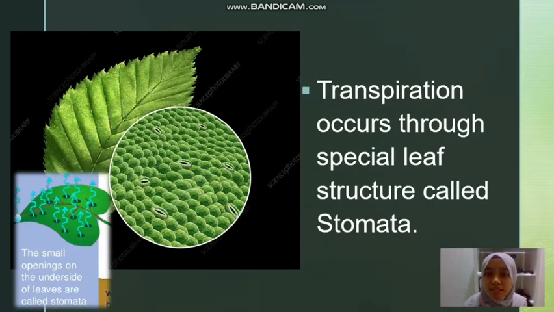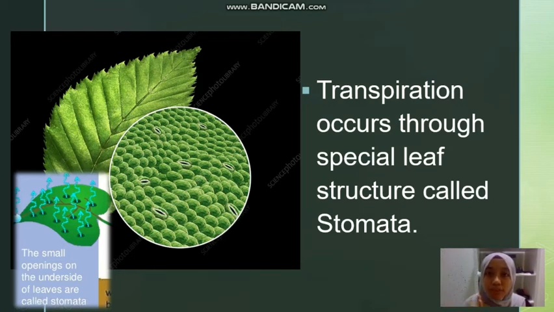How does the transpiration happen? The transpiration happens through a special structure called stomata. So behind the leaf there are a lot of stomata, small openings underside the leaf, and this is where all the excess water comes out from the leaf.